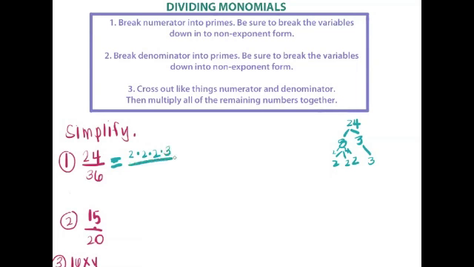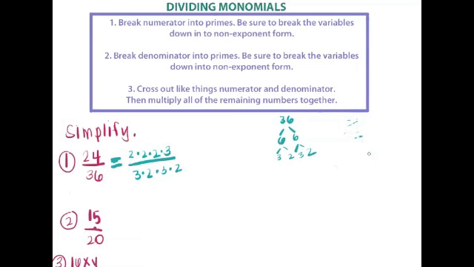Then let's work on 36 right here. Let's say we have 6 and 6, then 3 and 2, 3 and 2. So 36 can be 3 times 2 times 3 times 2. Now that we've broken everything into primes, I can start crossing things out, like what I'm asking you to do in step 3.